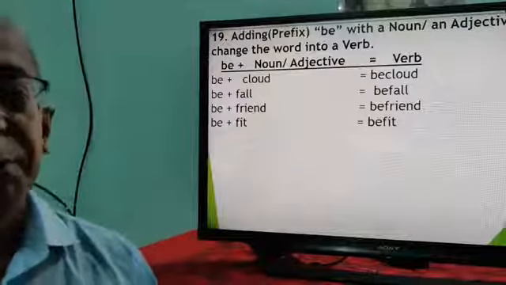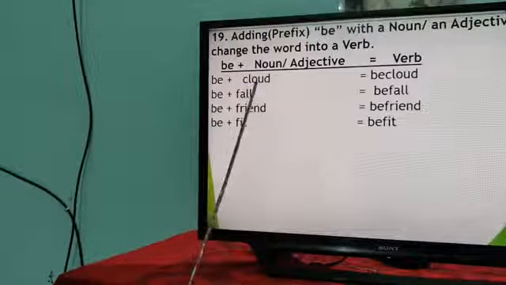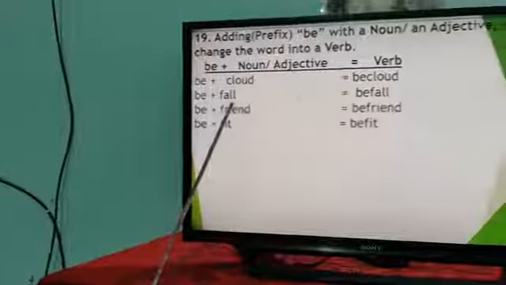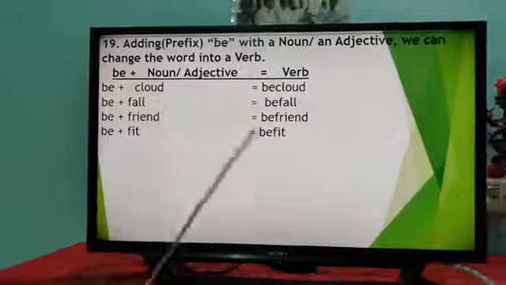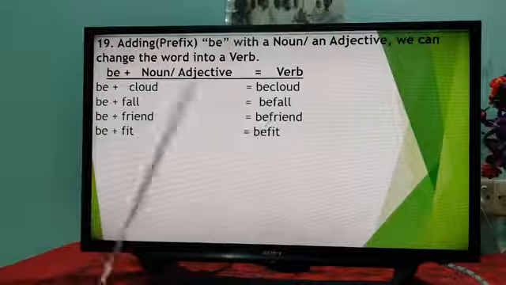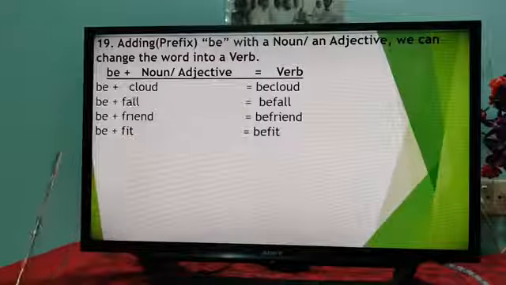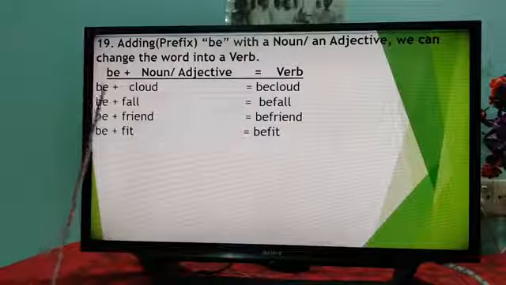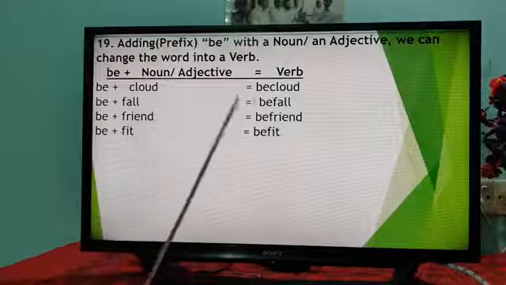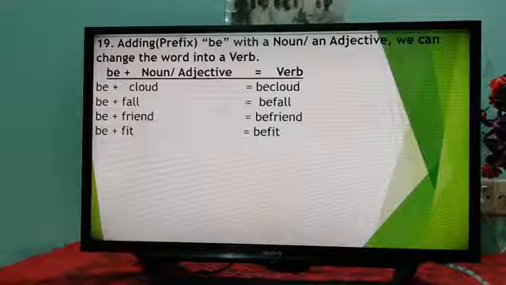And now be is used with words like cloud: becloud, a verb. Fall, befall. Friend, befriend. Feet, befeet. These are verbs, and these are nouns or adjectives. So be is added to a noun or adjective to form a verb. So, clear? Okay.